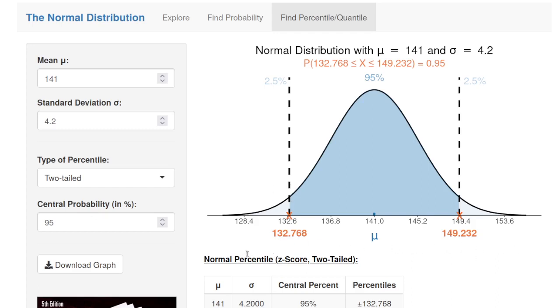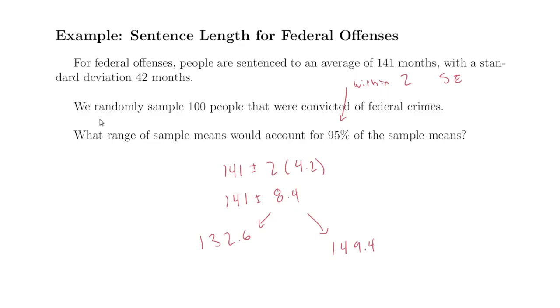The empirical rule that we used was a rough estimate, because it's not actually 2 standard deviations. It's like 1.96 standard deviations, or standard errors in this case. But here's your range. 95% of the values are going to be between 132.768 and 149.232. So this is pretty cool, I think. This gives us a really nice way of getting everything that we might really need out of this with just a little bit of information.